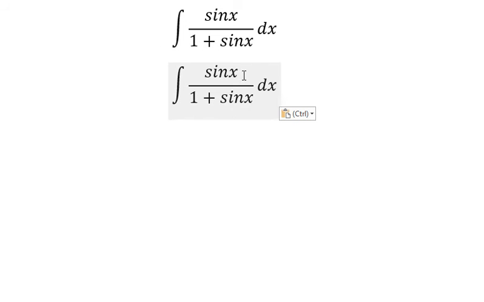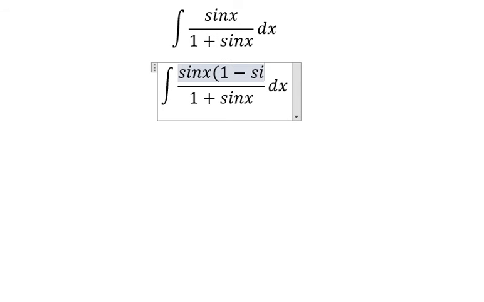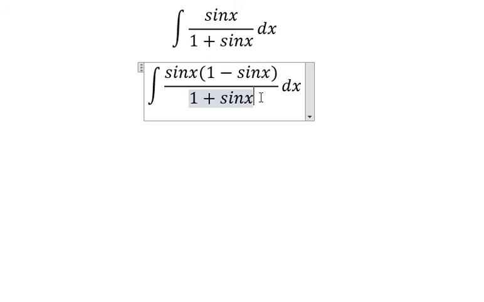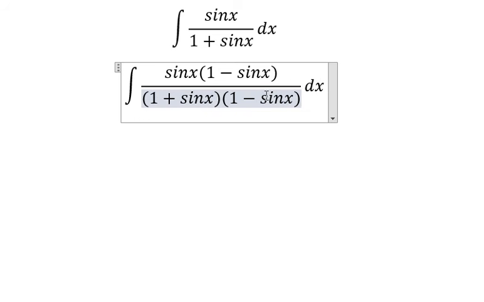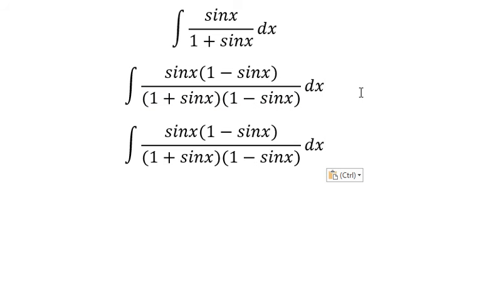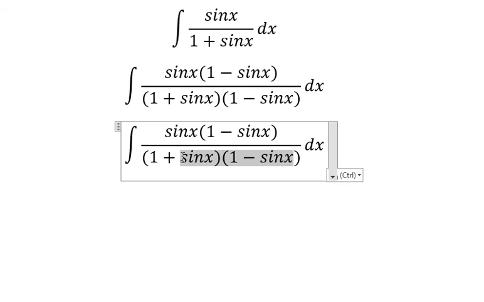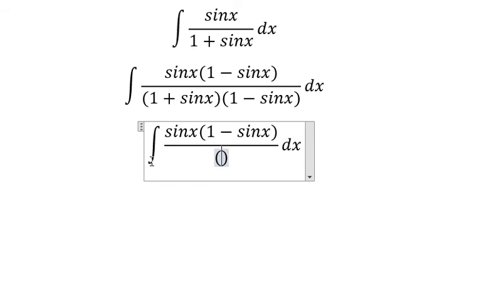We need to multiply by 1 minus sin x on the numerator and denominator. This one is about identity, so you can get 1 minus sin x squared.